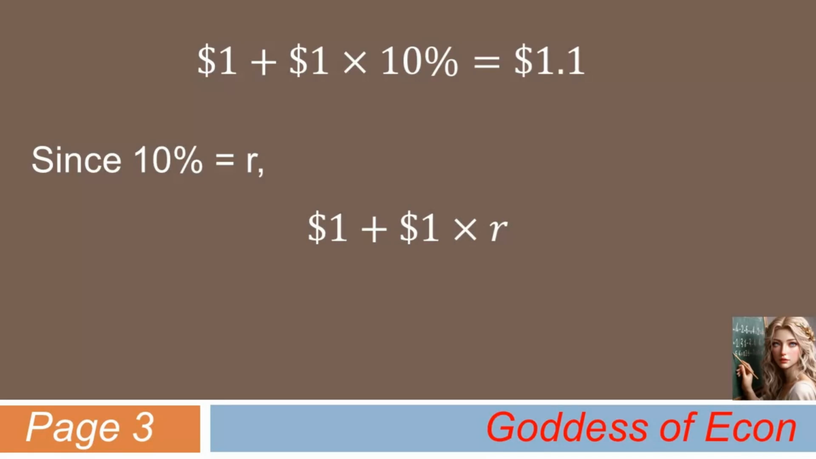This equation can be again rewritten as the following. $1 times (1 plus R). We can see that the number 1 in the parenthesis represents the principal itself, and R in the parenthesis represents the interest rate. So this formula shows how much you will receive in a year's time.